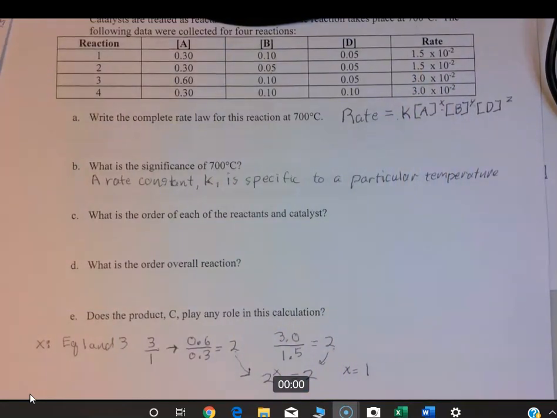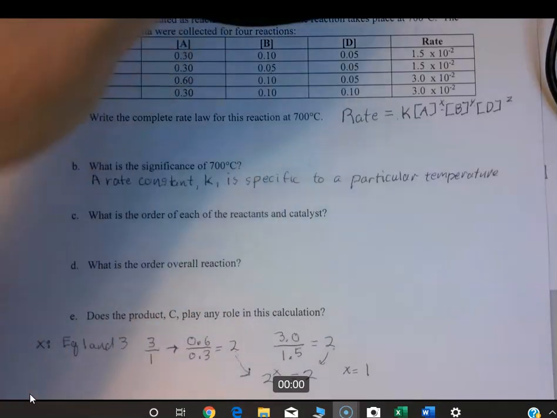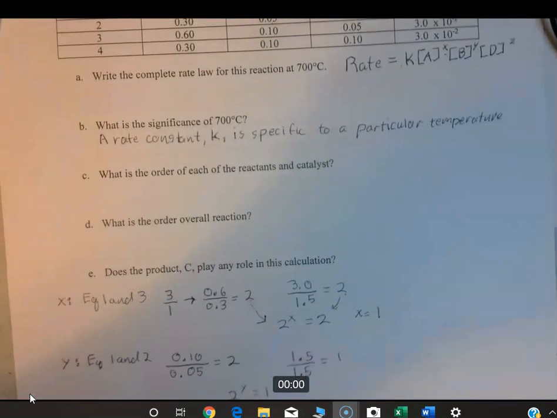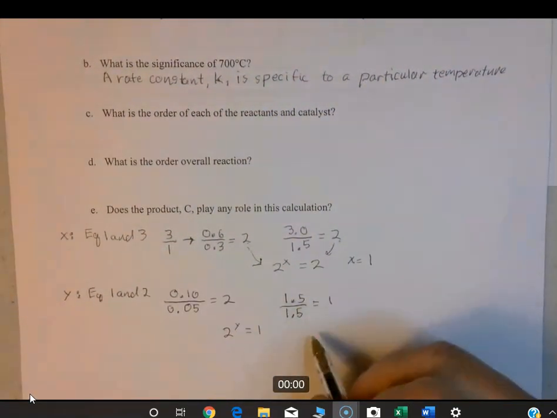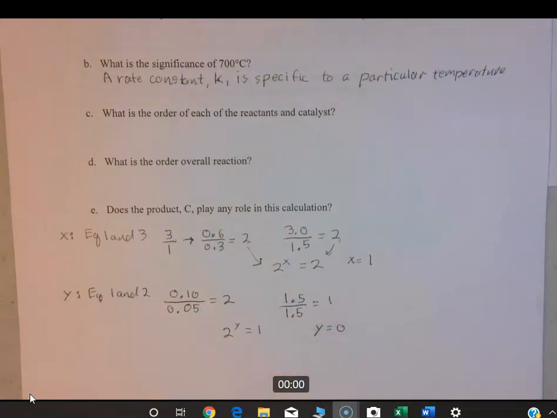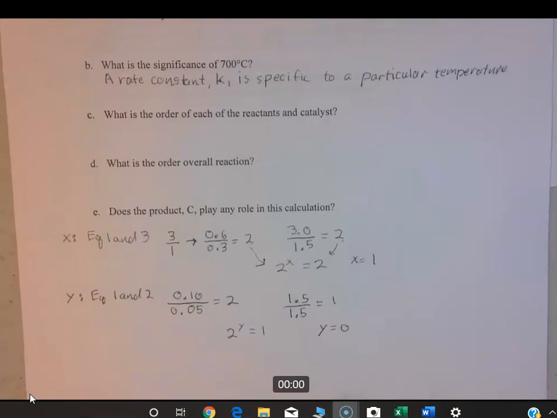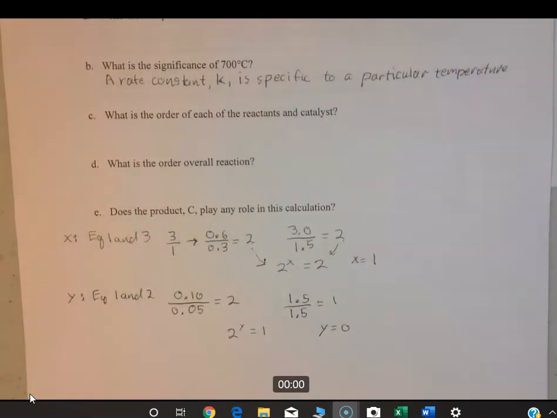So now I set up my equation 2 to the y power equals 1. 2 to what power equals 1? Hopefully that's not too tricky a problem for you. 2 to the y power equals 1. So y equals 0. So this is going to be a 0th order reactant, and we'll talk about that in a minute. Now we're going back up above, and we're going to try to find the value of Z.